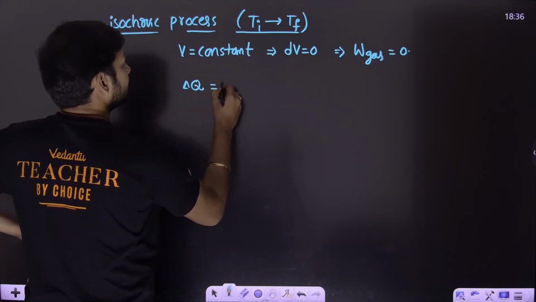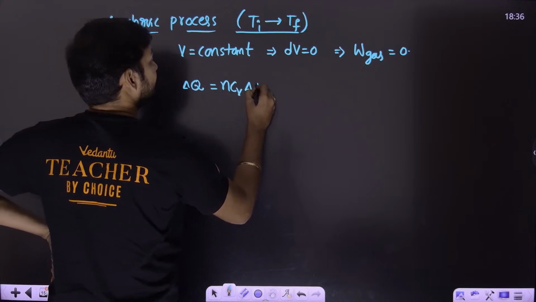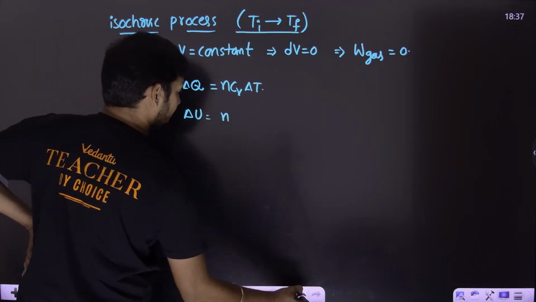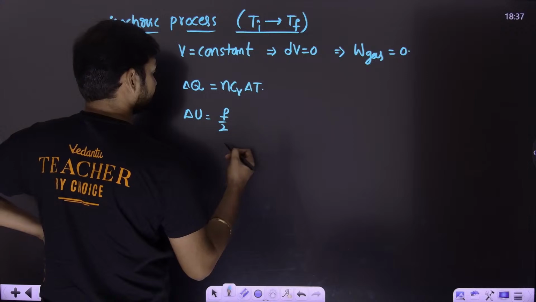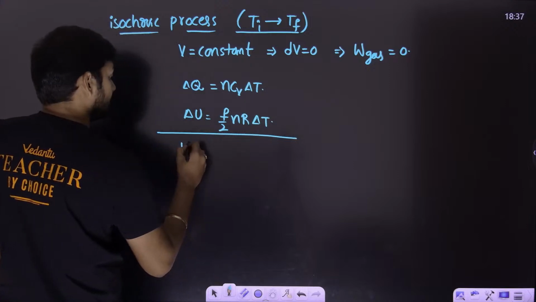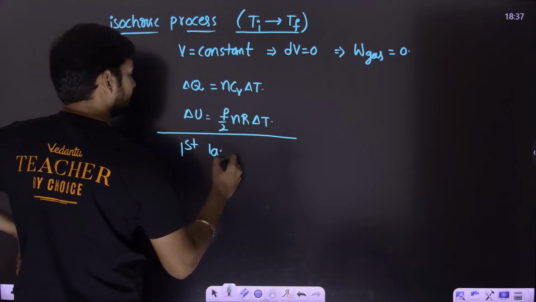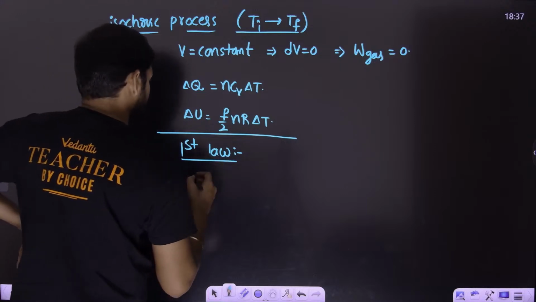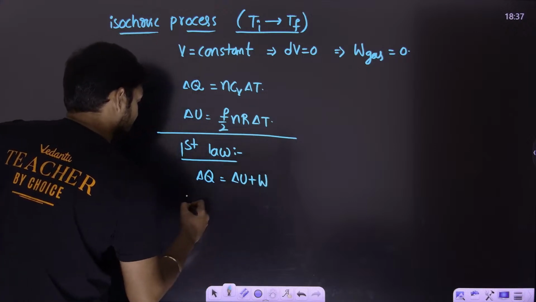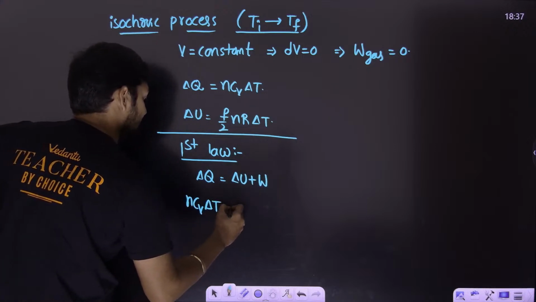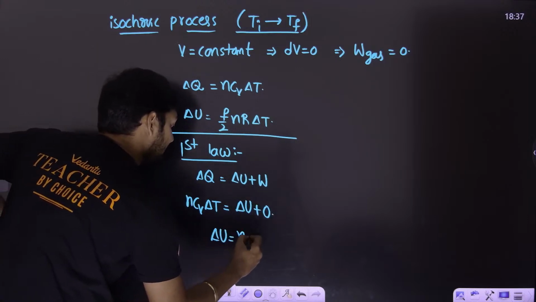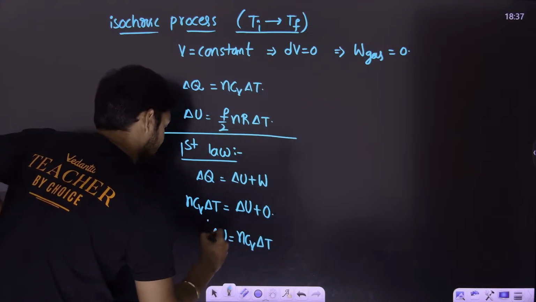Delta Q is nCv delta T. What about delta U, which I already gave? F by 2 nR delta T. Now look, from the first law we know that delta Q is delta U plus W. Delta Q is nCv delta T, and delta U plus 0. So delta U is nCv delta T.